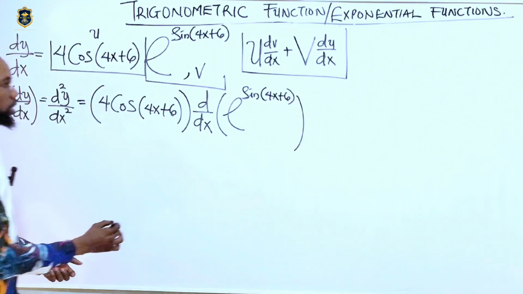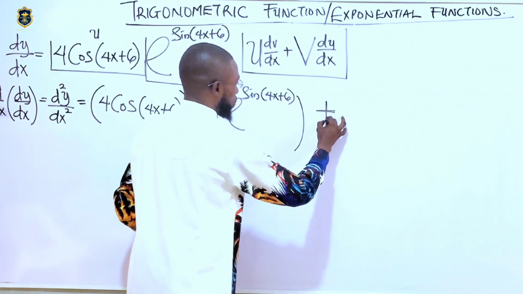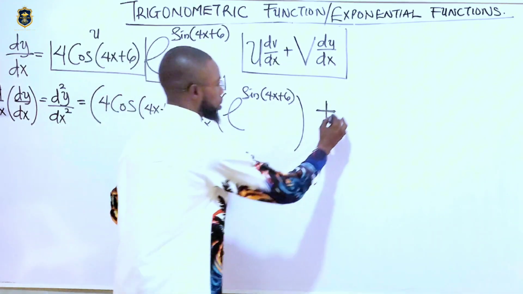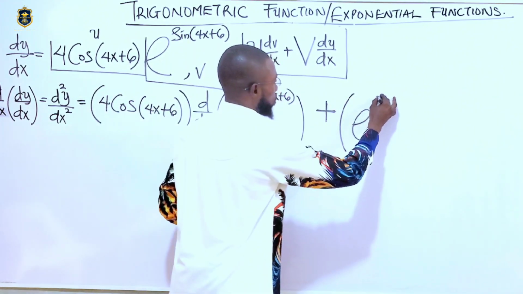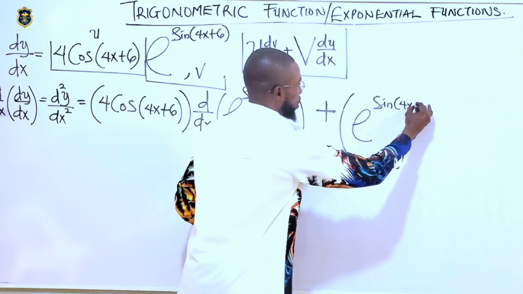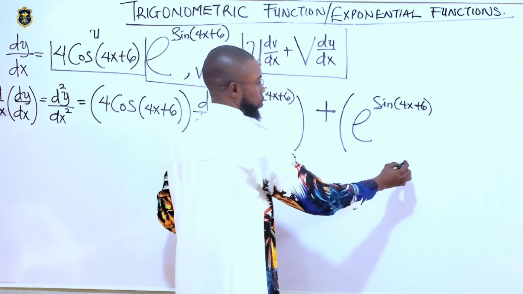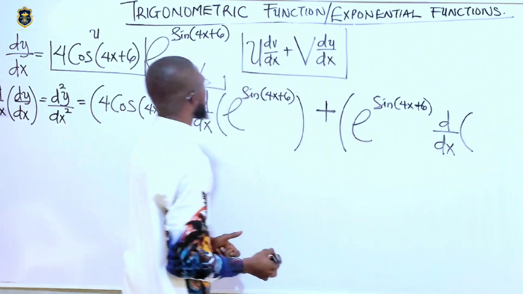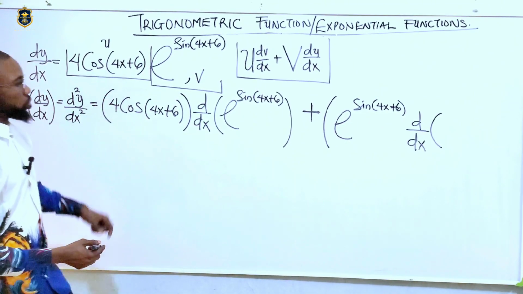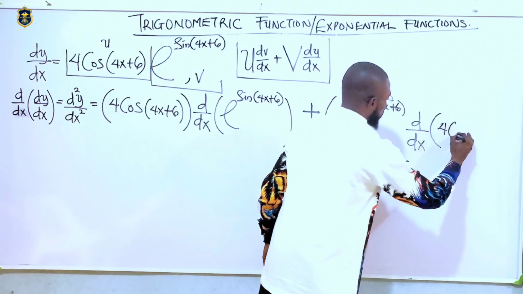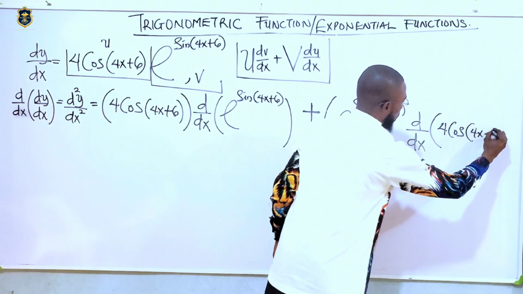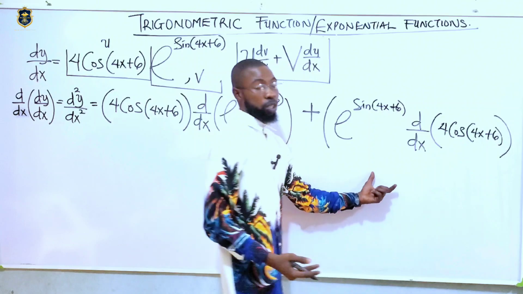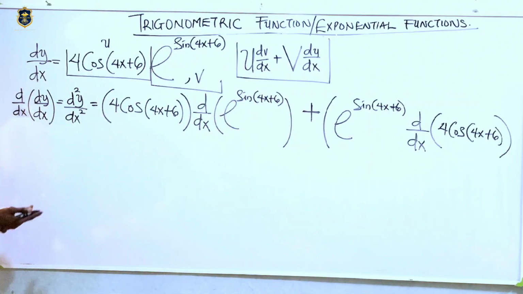Then plus v, which is e to the sine 4x plus 6, times d over dx of u. What's our u? Differentiating 4 cos 4x plus 6. Just following the order. I've been teaching this for a long time now, so all of these are in the previous video. Just go through them. We're just trying to broaden our understanding of this.